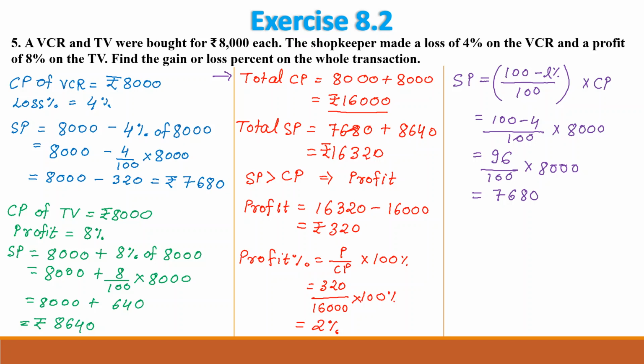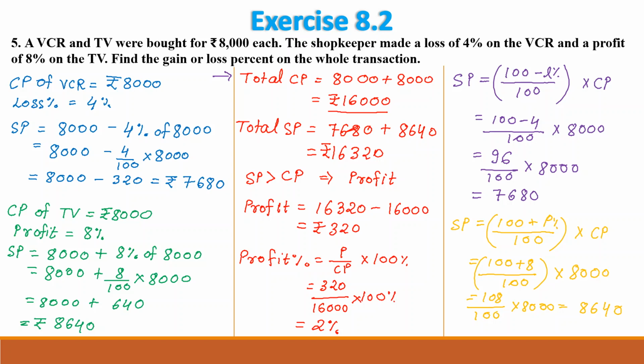And in the same way, if you calculate the selling price when there is a profit, it will be (100 plus profit percent) by 100 multiplied by CP. So now we calculate it as this: (100 plus 8) by 100 multiplied by 8,000. So it will be 108 by 100 multiplied by 8,000, and when you simplify this you will get 8640.